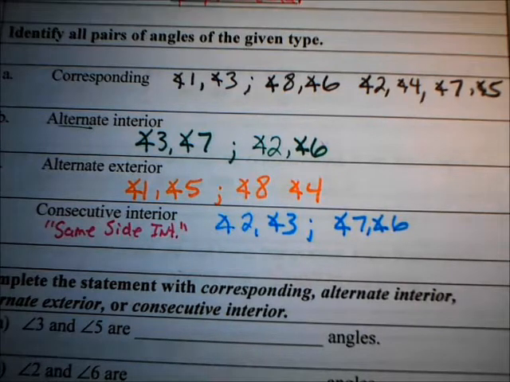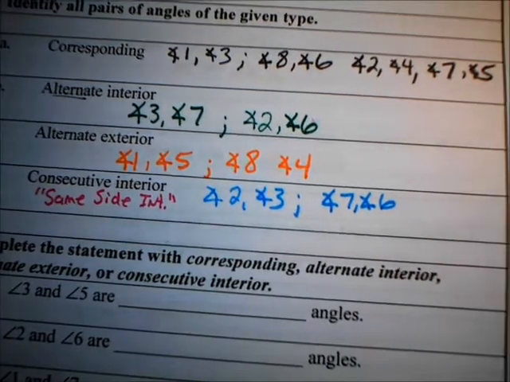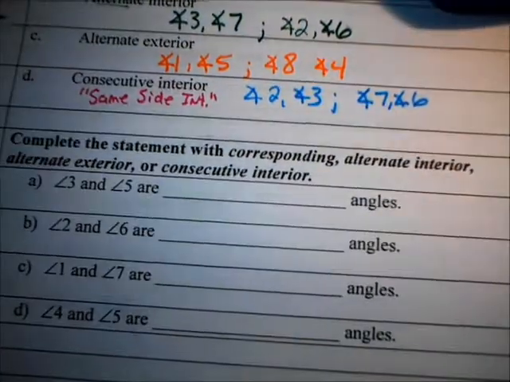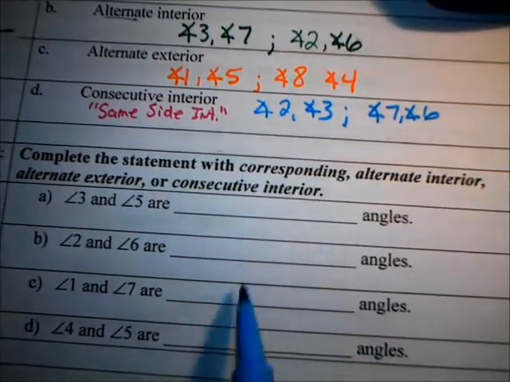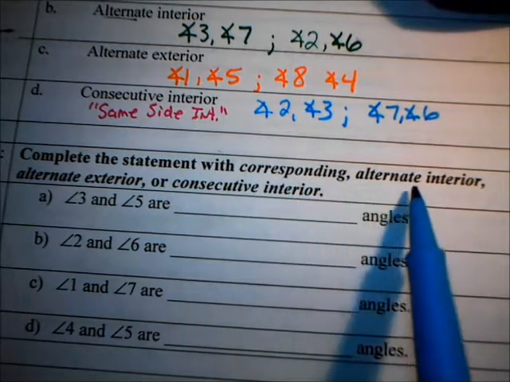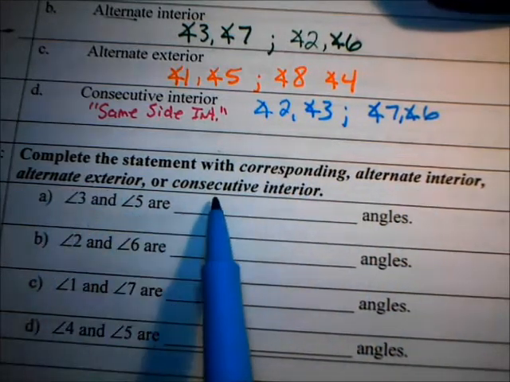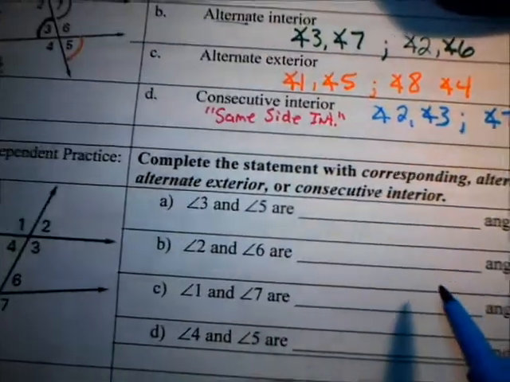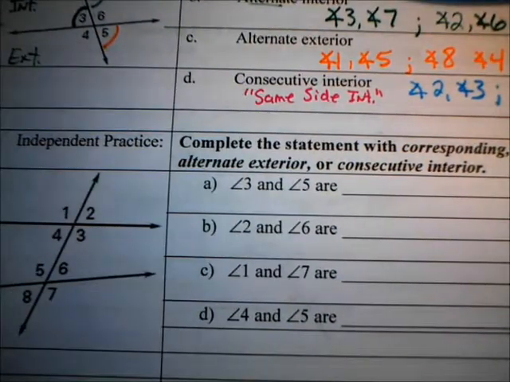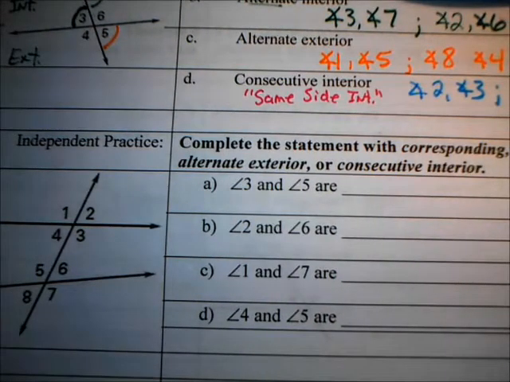Alright, for your independent practice, they want you to identify the types of angles you have. You're going to fill in the blank with either corresponding, alternate interior, alternate exterior, or consecutive interior. And there's your picture. Make sure you answer your summary.